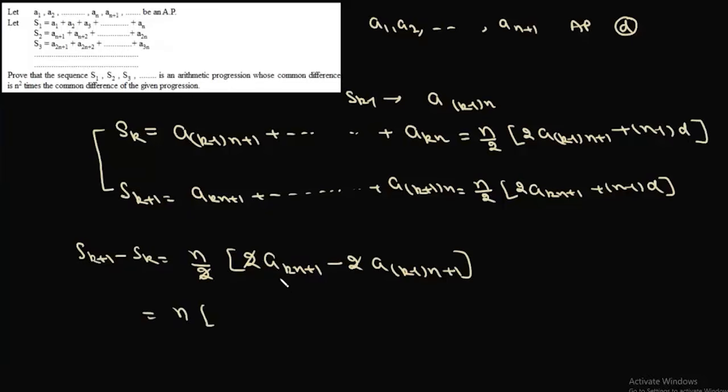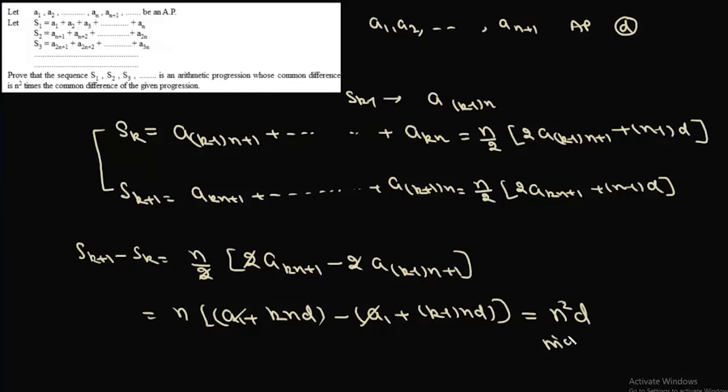Now this is the (kn+1)th term, so it will be a1 plus kn into d, and this is minus a1 plus (k minus 1)n into d. Now this a1 and a1 will cancel, and this k and d will also cancel. So this value will be equal to n square d, which is independent of k.